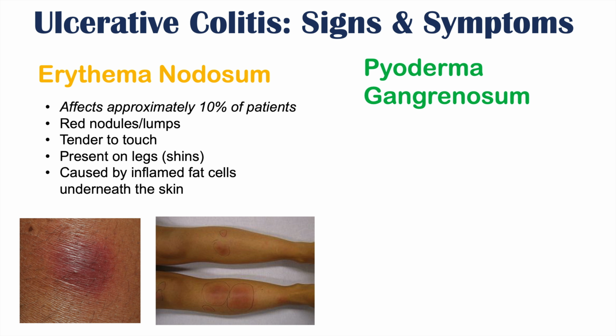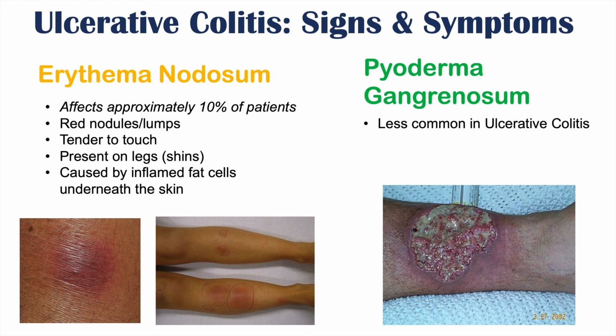Now, pyoderma gangrenosum can also occur in ulcerative colitis, but it is less common in ulcerative colitis compared to Crohn's disease. So this is one of the skin manifestations that occurs more frequently in Crohn's disease patients, but it can occur in ulcerative colitis, and this is what pyoderma gangrenosum can look like.